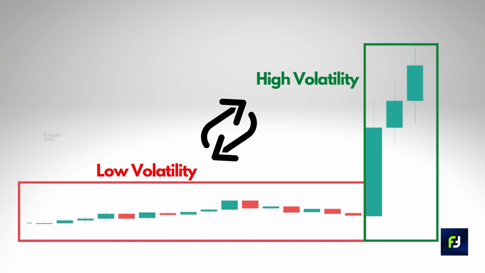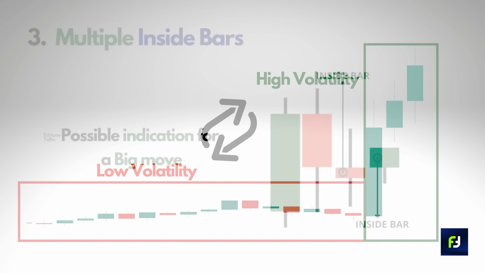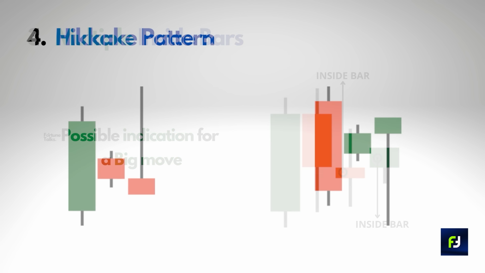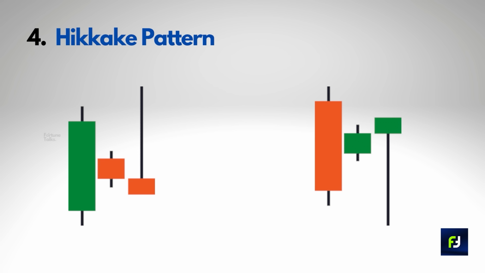And we know the market volatility is always changing. That is, it moves from a period of low volatility to a period of high volatility and vice versa. So, when you see multiple inside bars together, it is a strong sign that the market is about to make a big move soon. Now, the fourth type is the Hikake pattern, which is a variation of the inside bar.